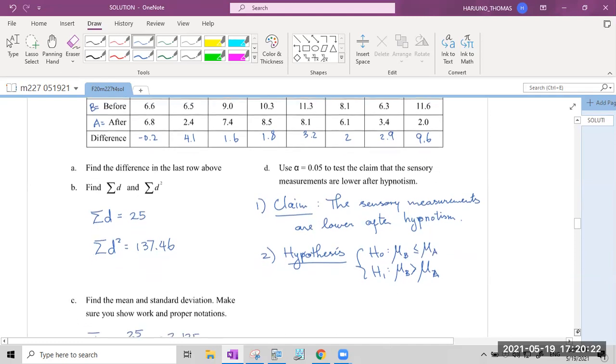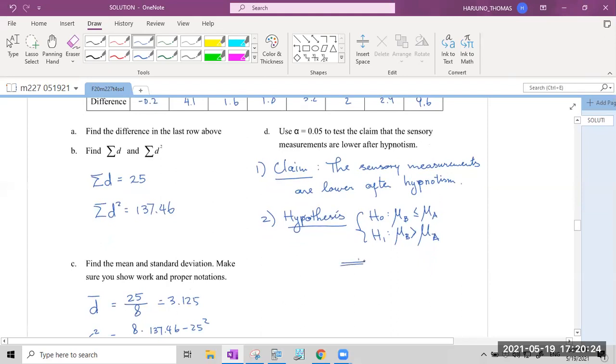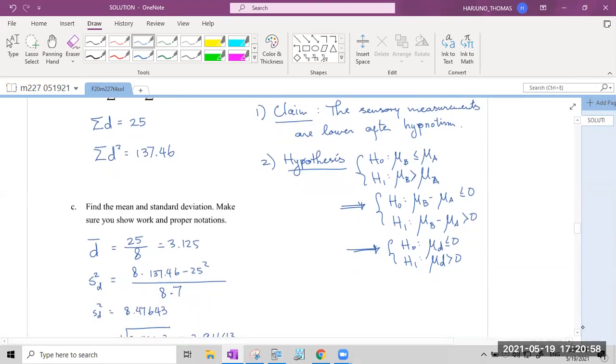But again, we don't have a constant on the other side, so we have to modify this. So mu before minus mu after is less than or equal to 0. I'm sorry, mu before minus mu after is greater than 0. And this is a matched pair, so we are actually looking at the mu D. That's the hypothesis. Step 3, test statistic.